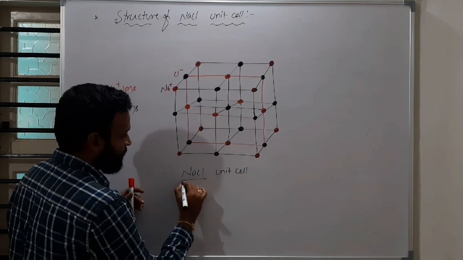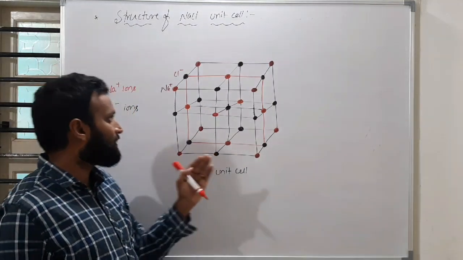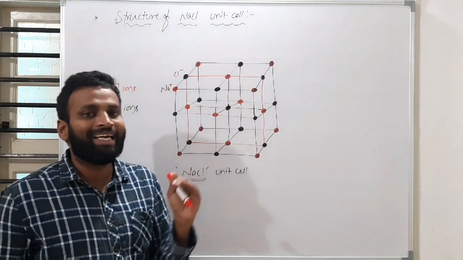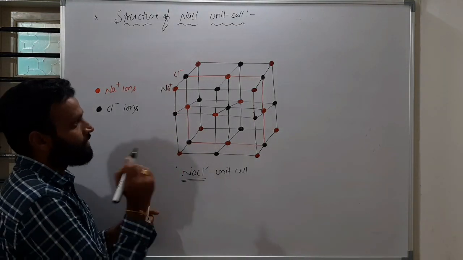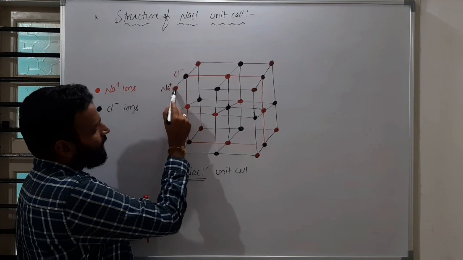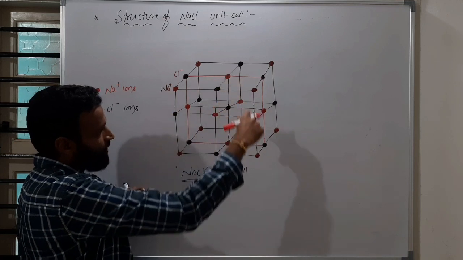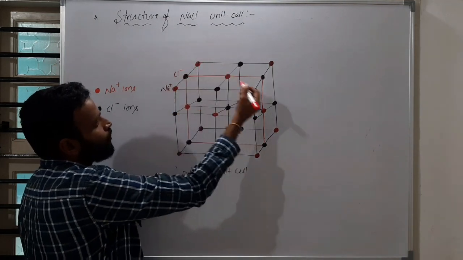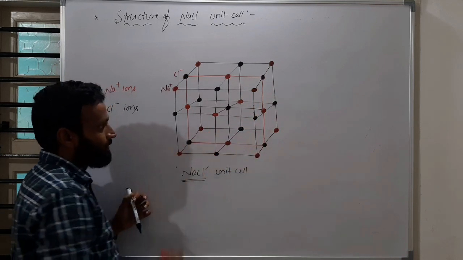Okay. So why did I draw this NaCl unit cell? To understand their positions, where Na plus ions are present and where Cl minus ions are present. You can have clarity here. See, if you observe, here you have Na plus, right? Na plus ions are present at all corners: 1, 2, 3, 4 and 5, 6, 7, 8. Correct?